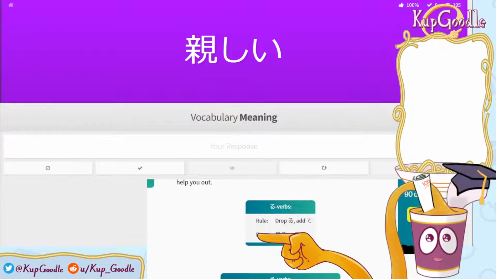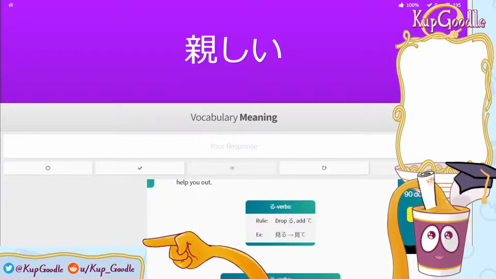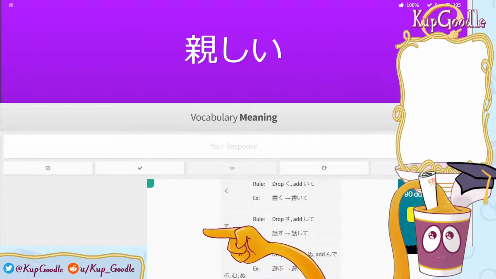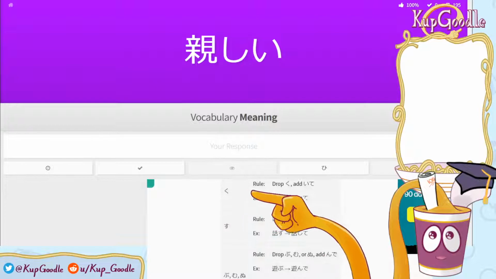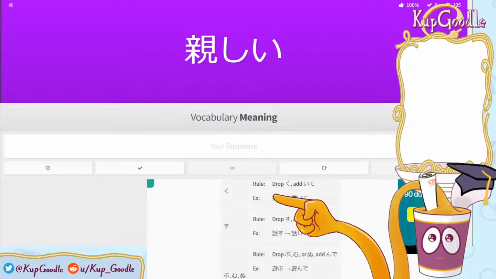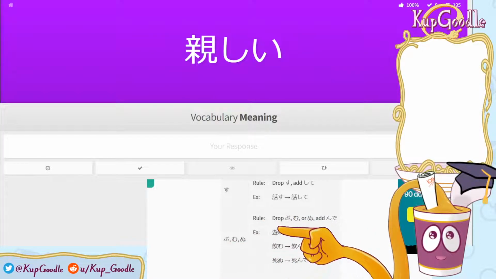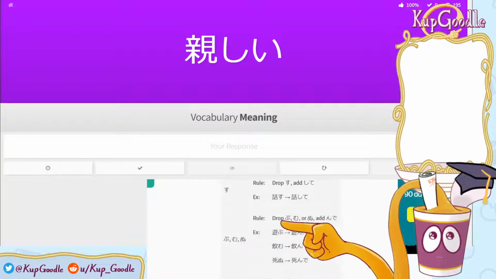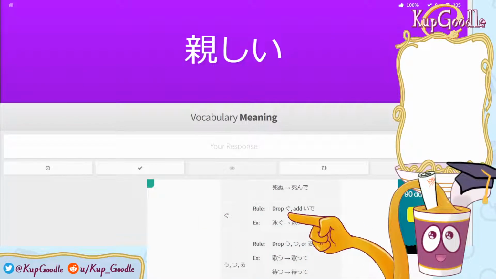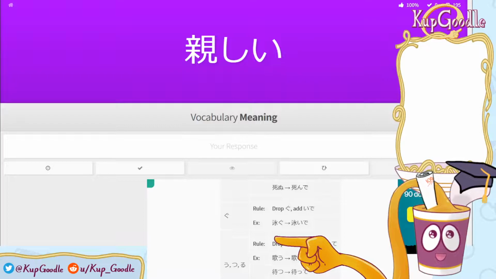What's that one? Miru becomes mite. Taberu becomes tabete. You just take away the ru and add te. Now the godan verbs, the ones that have five different forms. Ku becomes ite. Su becomes shite. Mu, bu, nu, I say mubunu, becomes nde, so inde. Gu becomes ide. And utsuru becomes te.